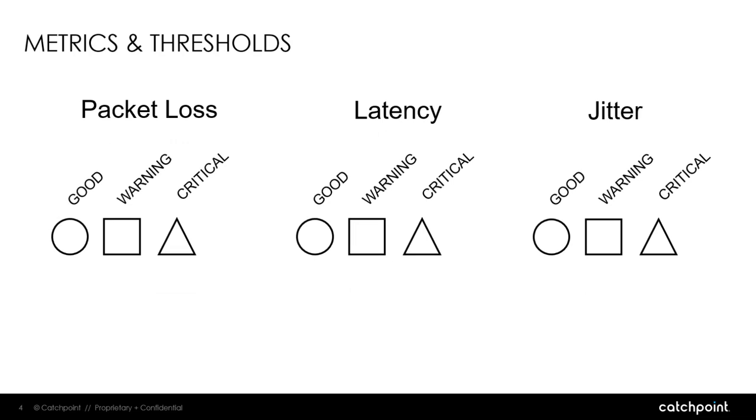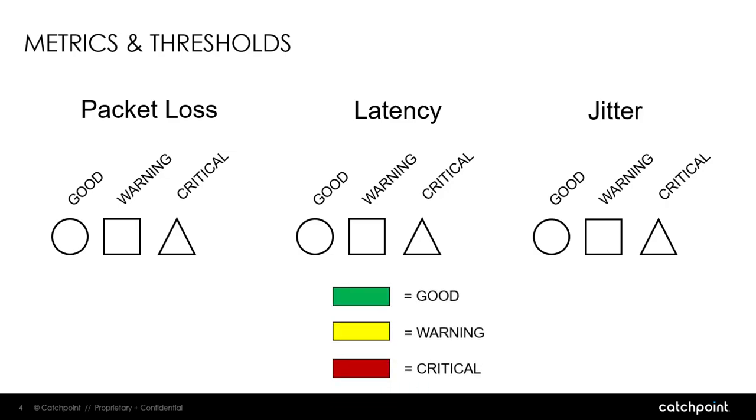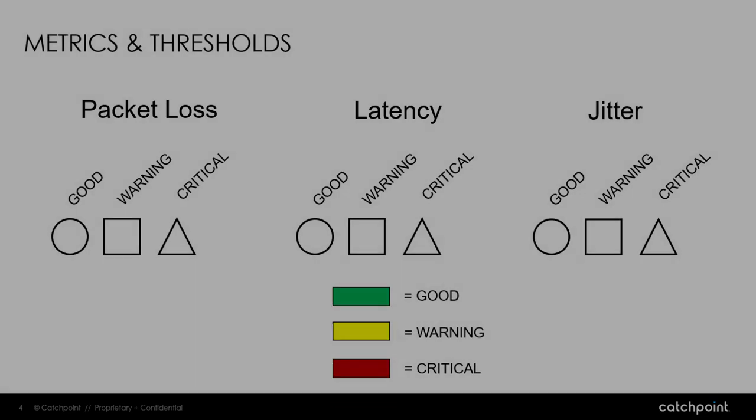If the metric is in good standing, you'll see a circle. A warning is a square, and for critical, you'll see the triangle. And it's the same for packet loss, latency, and jitter. Notice, I did not mention the color of the shapes because, as you will see, within the 3-in-1 view, the color is dependent on the state of the worst reporting metric. We do use the international color code of green is good, yellow is warning, and red is critical.